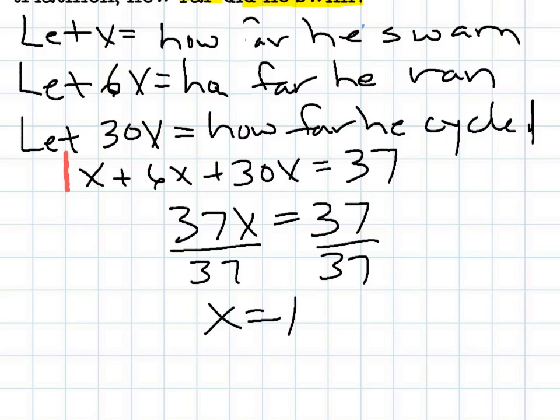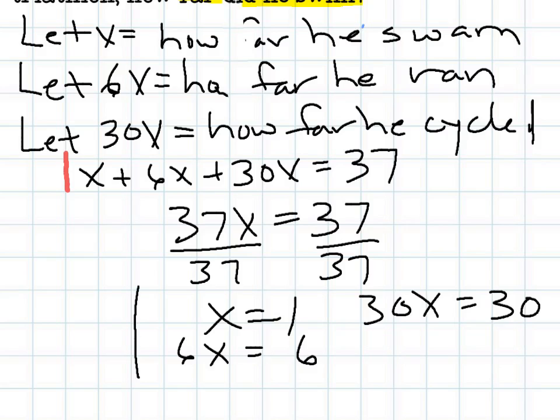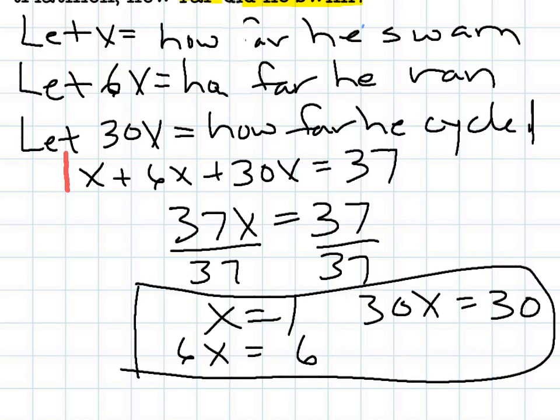Well, how far did he run? Well, he ran 6x, so it's 6 times 1, which is 6. And how far did he cycle? He cycled 30x, which is 30 times 1, which is 30. Notice we asked for 3 things in the legend, so there were 3 different things that we found for our answer. So we had x equals 1, 6x equals 6, and 30x equals 30.